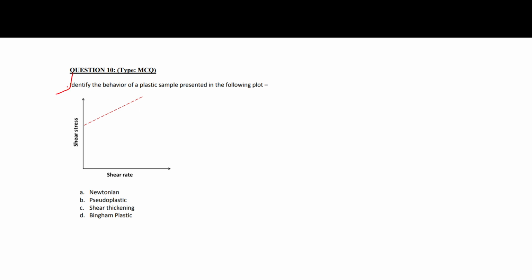Now the same type of question: shear stress versus shear strain rate, shear rate. Here we have to tell how it will behave. Like Newtonian, Bingham plastic, pseudoplastic. So it will be Bingham plastic. A Bingham plastic is a material that, after some shear stress, behaves like a Newtonian type of behavior. So it will be Bingham plastic.